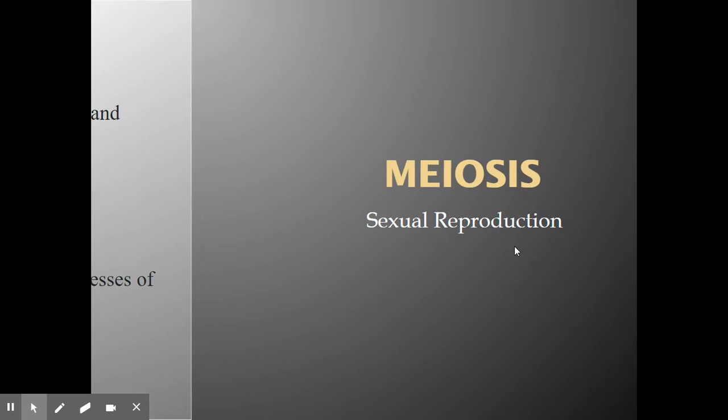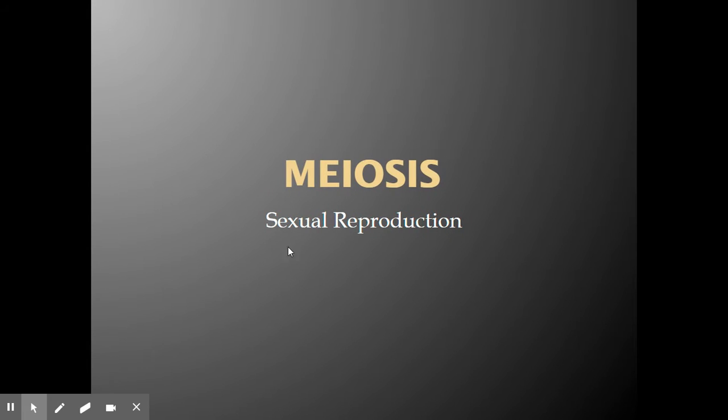Okay, so like I said, meiosis is what we're focusing on here, and it is called sexual reproduction. If we have asexual reproduction and sexual reproduction, meiosis being sexual, that would lead you to believe that mitosis is asexual reproduction. Okay, so I'm going to go over quickly the vocabulary of those.